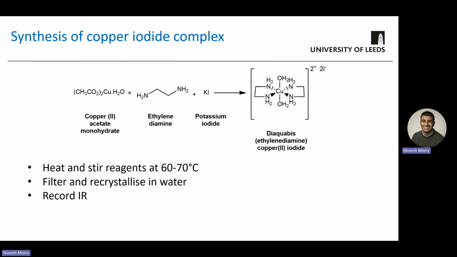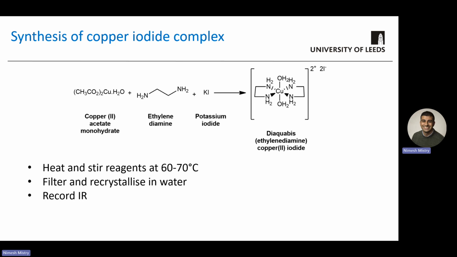So the synthesis of the complex is quite straightforward. It's a short experiment where you heat and stir the reagents together to make your copper iodide complex, and then you filter and recrystallize your sample in water, and this should give you purple crystals for this particular product.